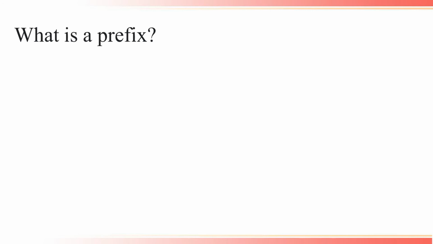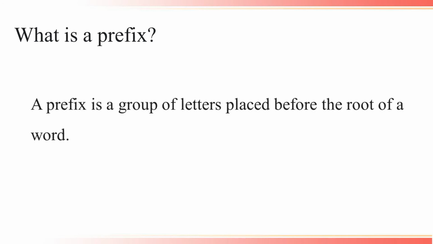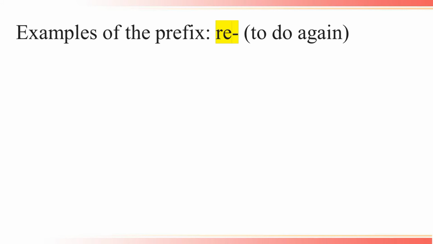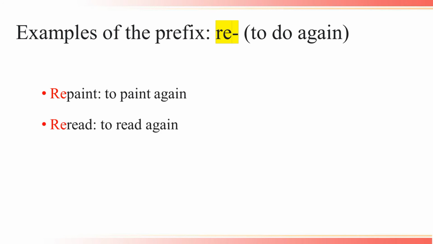As we mentioned before, the suffixes come at the end of the word. But here, prefixes come at the beginning of the word. So, a prefix is a group of letters placed before the root of a word. And here are some common prefixes: re, un, pre, dis. And here I'm going to say some examples of prefix re, which means to do again. The first one is repaint, to paint again. The second example is reread, to read again. And the third example is rewrite, to write again.